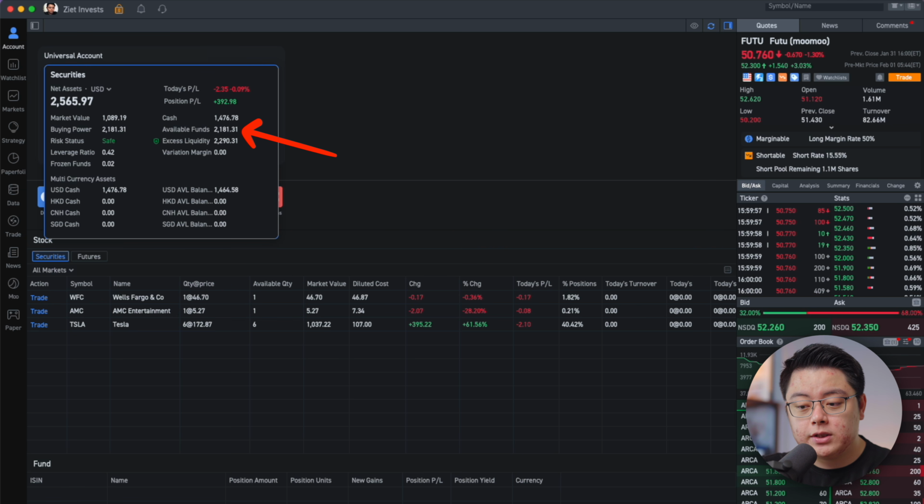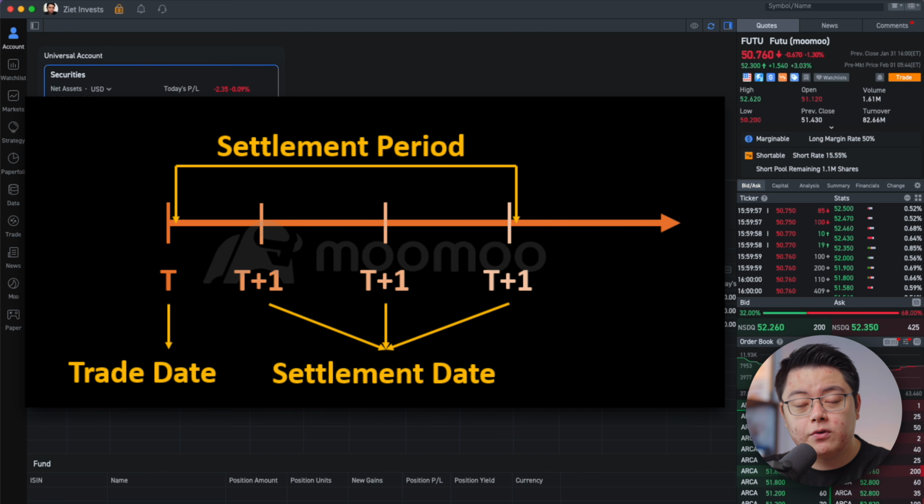Available funds, this is similar to buying power, but available funds could be lesser sometimes after you have sold a stock because it takes T+2 settlement days for a stock to settle. For example, if you sold one share of Tesla at $150 today, that $150 will only be reflected in your available funds 2 days after you sold it because it takes time for the stocks to settle.